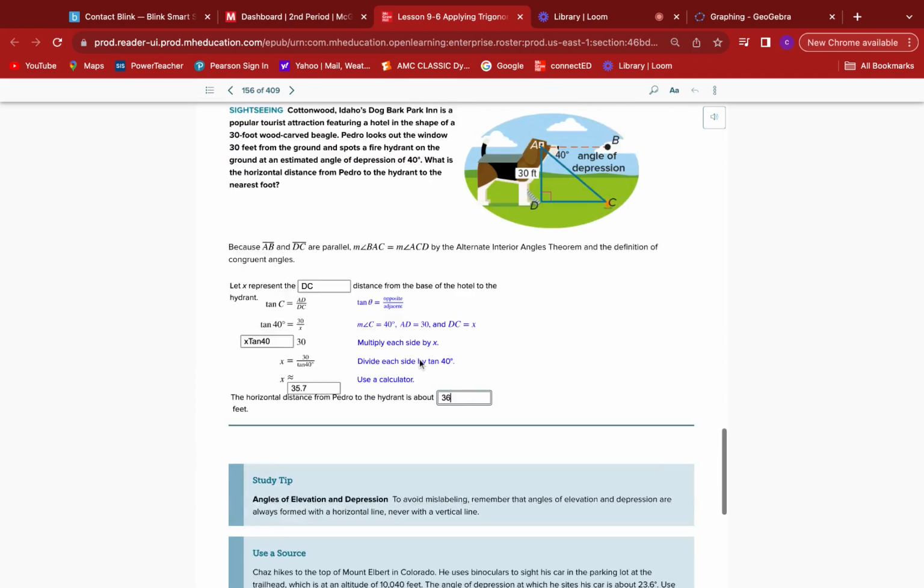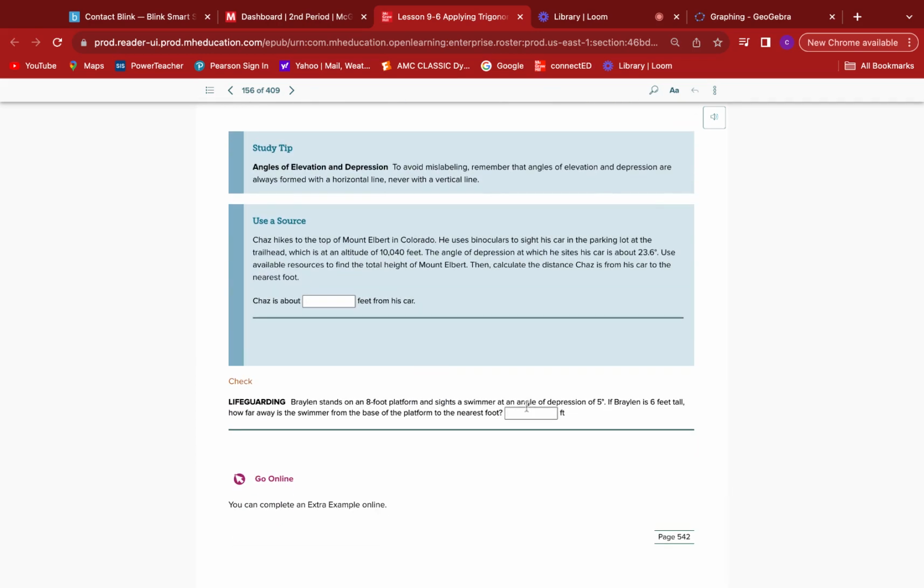All right, got to check right here. And they do not give me anything to look at. Oh, lovely. All right. Braylon stands on an 8-foot platform and sights a swimmer at an angle of depression of 5 degrees. If Braylon is 6 feet tall, how far away is the swimmer from the base of the platform to the nearest foot?